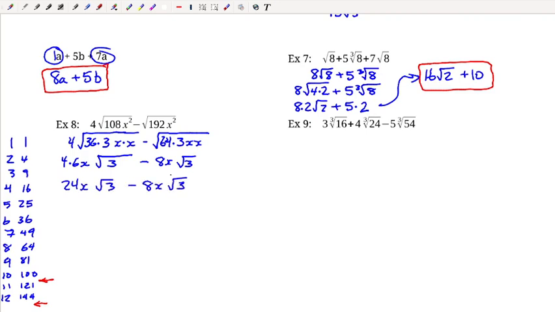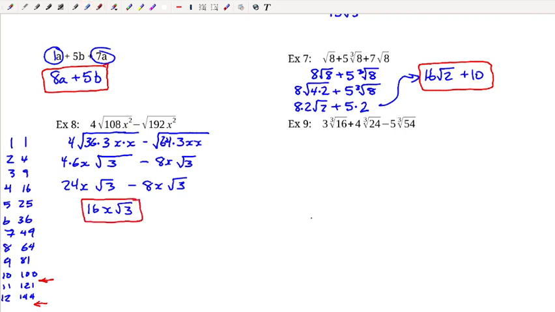And what do you know? I've got like terms. So these are like terms because they both have an x and they both have the same radical. So in that case, again, we can just combine their coefficients. So 24 minus 8 is 16. And then the x and the root 3, they are just happy to be along for the ride.